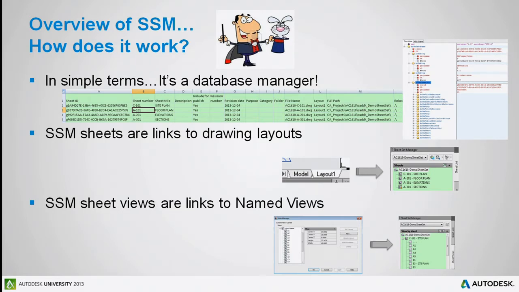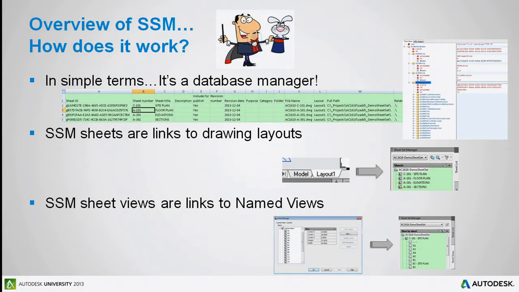All right? So now, as far as the sheets are concerned, the way it works is the sheet set links to a layout tab. It doesn't link to the drawing. It links to a layout tab inside the drawing. What that means effectively is that you could have multiple layout tabs in one drawing file that then show up as multiple sheets in a sheet set. Does that make sense? So the sheet set is linking to the layout tabs. All right?